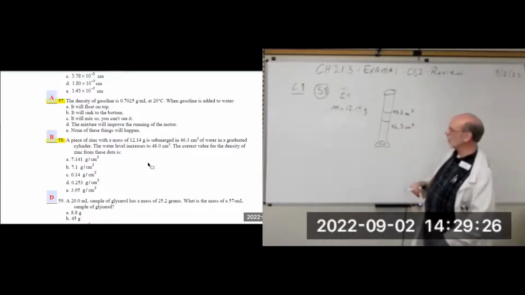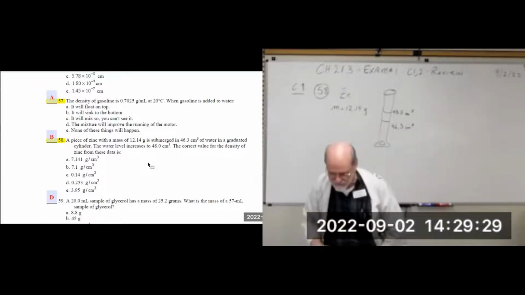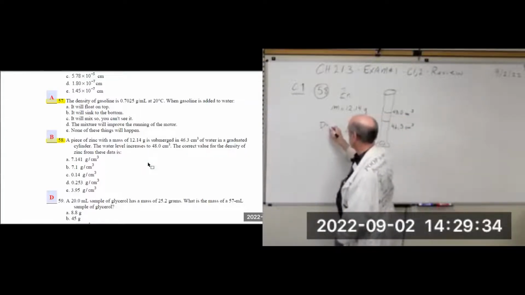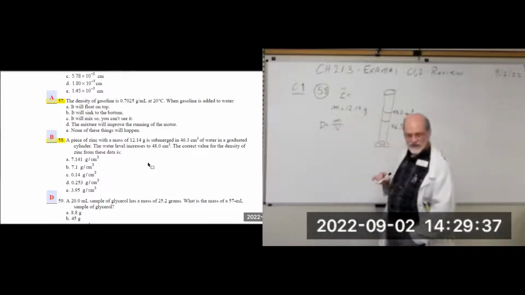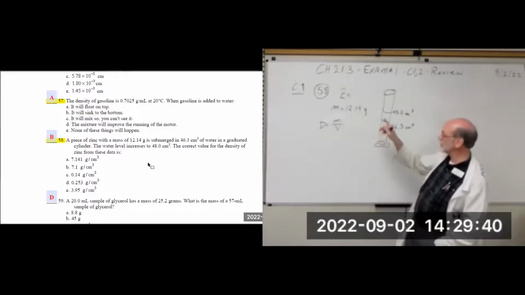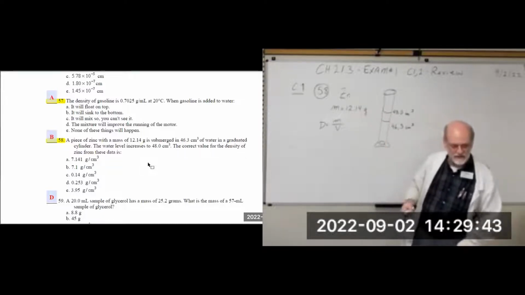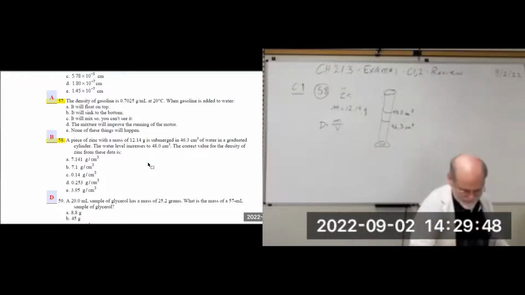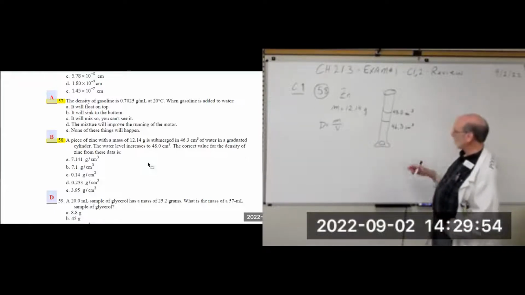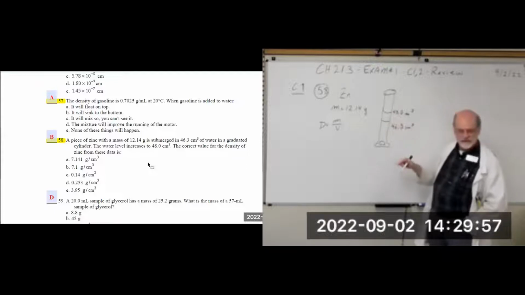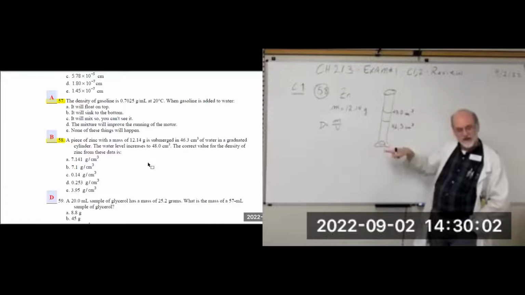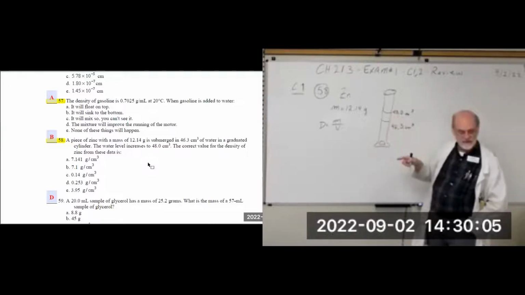Okay? So the question is, what's the density of zinc? Well, what do we need to know for density? Mass per unit volume, right? Okay, we got the mass, no problem. What's the volume of that zinc? Why did the water go from 46.3 to 48? Because that chunk of zinc displaced some water, right? So the volume of the zinc is the difference between these two.